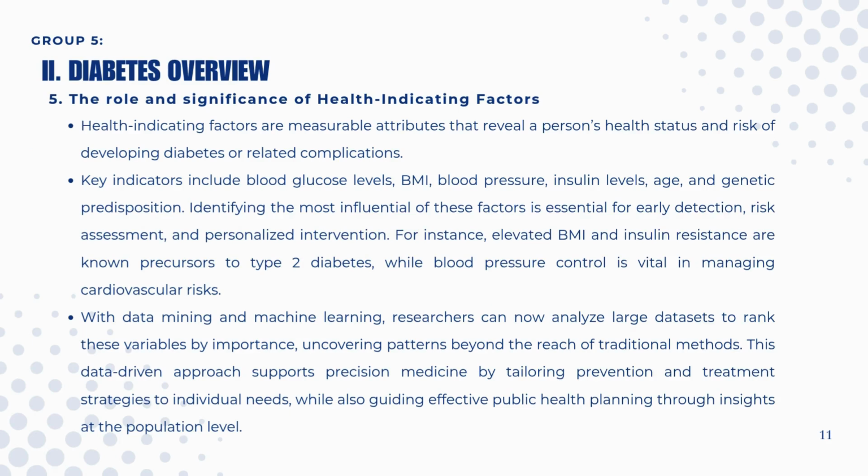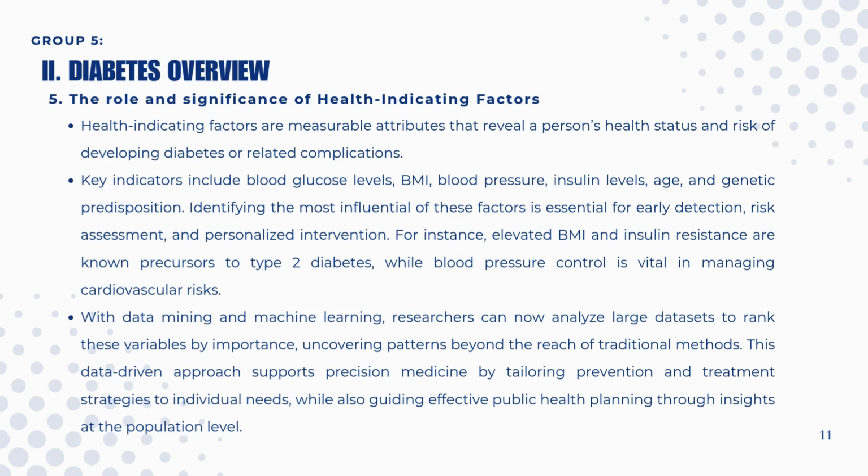Last one is the significance of health indicator factors. Health indicating factors are measurable attributes that reveal a person's health status and risk of developing diabetes or related complications. Key indicators include blood glucose levels, BMI, blood pressure, insulin levels, age, and genetic predisposition. Identifying the most influential of these factors is essential for early detection, risk assessment, and personalized intervention.